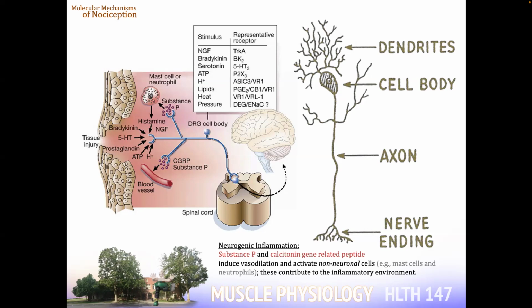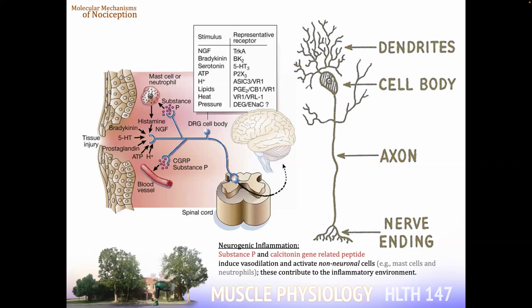But bradykinin, it's a peptide, it's a protein. Prostaglandins are a lipid made from arachidonic acid. We'll talk about that. Hydrogen ions, that's the H of your pH, so that's acidity. Heat and pressure can also depolarize your nerves. But some of these things, in addition to direct excitation of the nerve, can lower its depolarization threshold. There's a sensitivity of the nerve that can change.